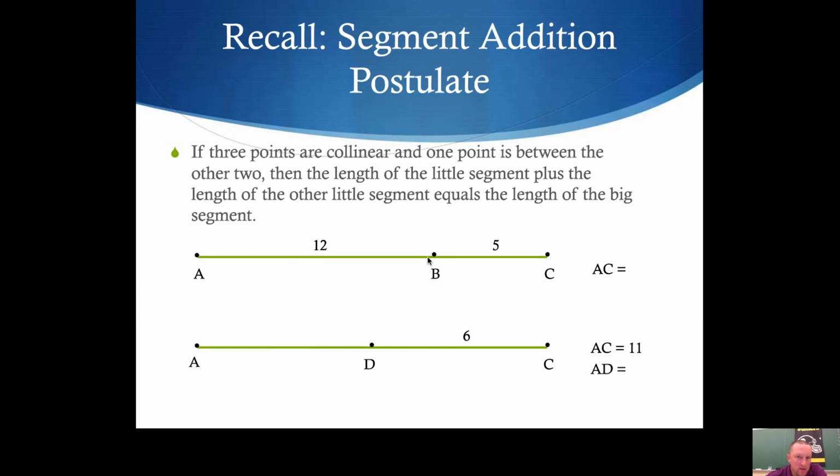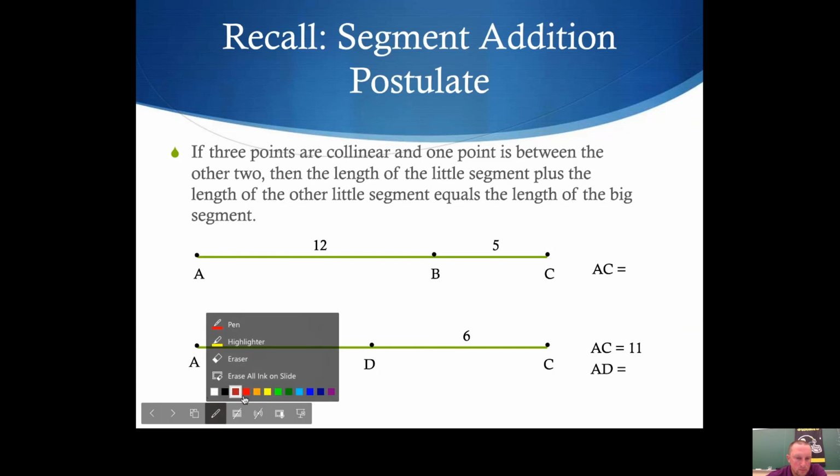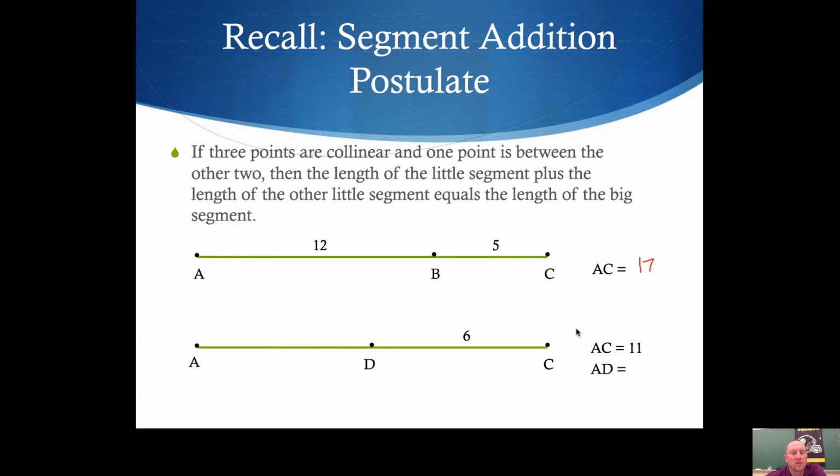So remember this type of problem. From A to B, they're telling you that that's 12 units. And from B to C, they're telling you that's 5 units. There's actually 3 segments here. You know the 2 little ones. What is it from A to C? $17. Just add the 2 littles.